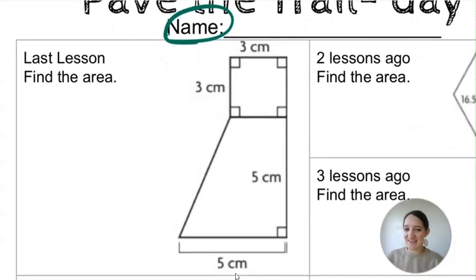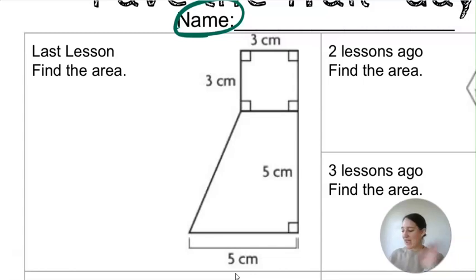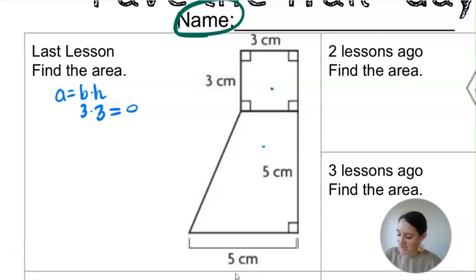Remember that last lesson, we combined everything we'd learned about area of any type of shapes, and we used all that knowledge to find the area of composite figures. So I can see two shapes here. I see a square, which is going to be base times height. The base and the height are 3, so it's a square. So we got 9 centimeters squared here.